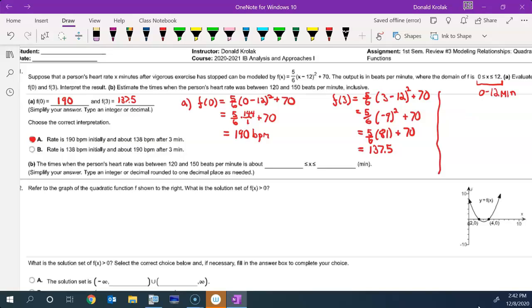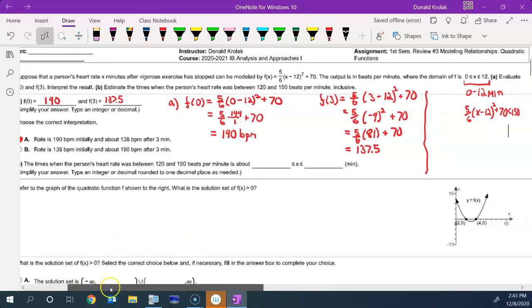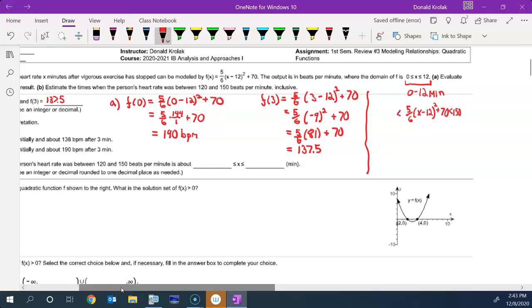Okay, we have to solve an inequality here, but we can use our calculator to do it. All right, we want to calculate when this quadratic is less than 150 but greater than 120. So between those two. All right. So if we were graphing this, which we're going to do next.